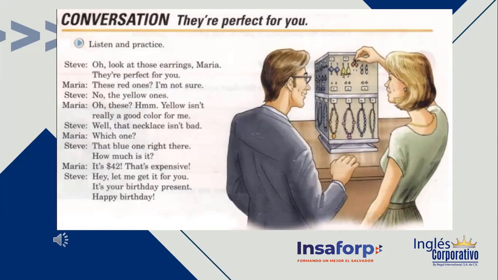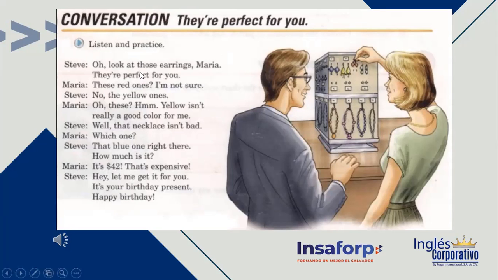Great. Now pay attention to this word, please. Let's start with this. What is the meaning of this word? Oh, look at those earrings, Maria. So what's the meaning of this demonstrative pronoun? The meaning is estos. Okay, excellent. You say estos, right? That is plural. And those, look at those earrings. Okay, aquellos. Estos, then. Esos. So I have those and these.